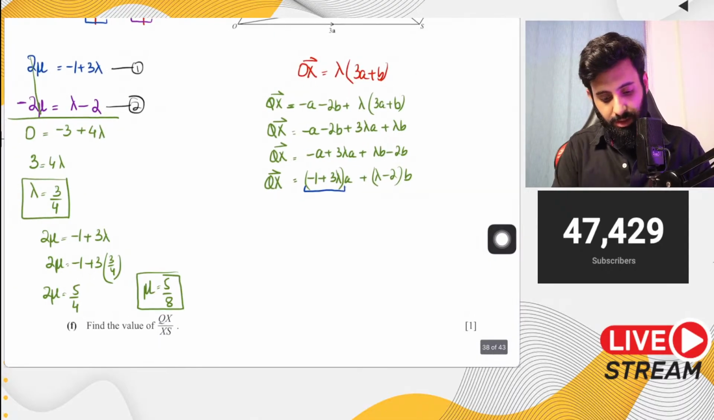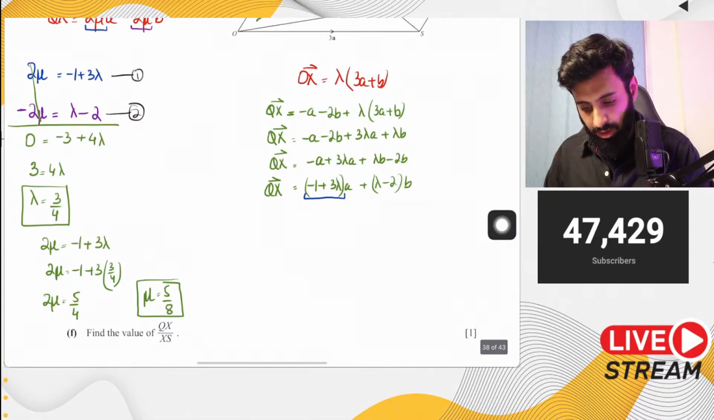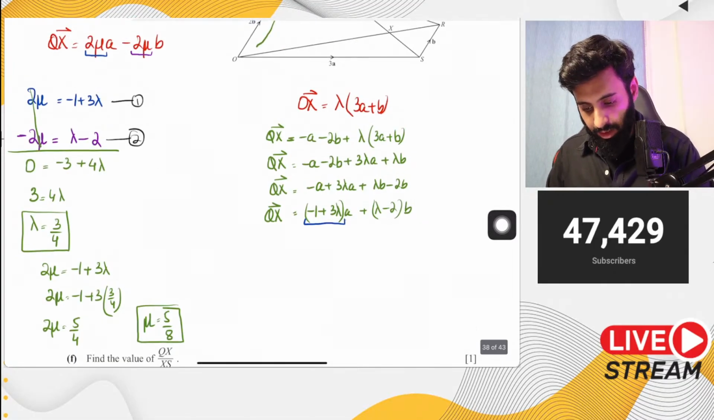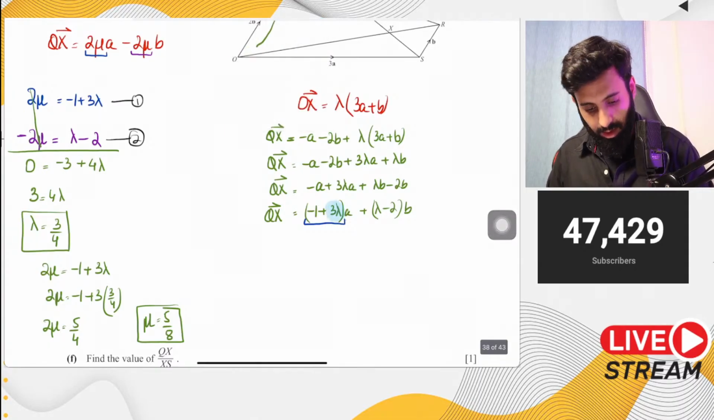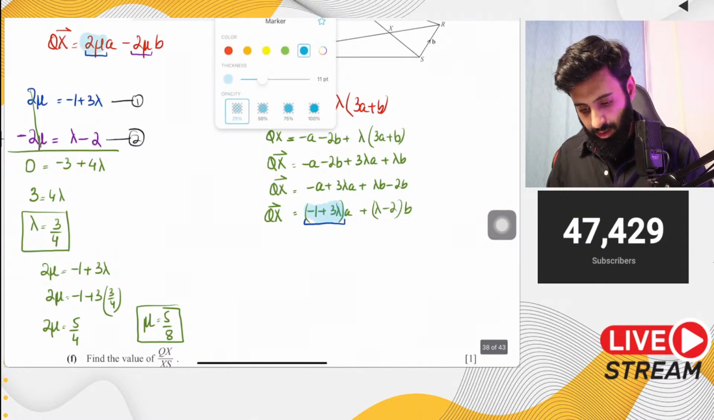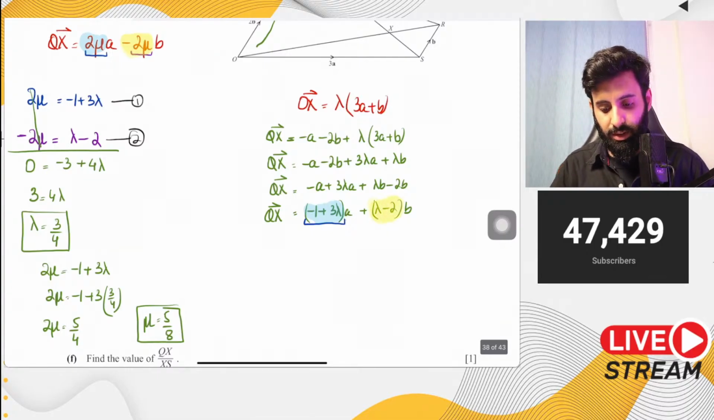You solve them simultaneously. You make two equations like I did over here. I've color coded it. I'll do the color coding part again. So here is the coefficient of A, and here is the coefficient of A, and just like that, here is the coefficient of B, and here's the coefficient of B. So you solve them simultaneously and you get your answer.